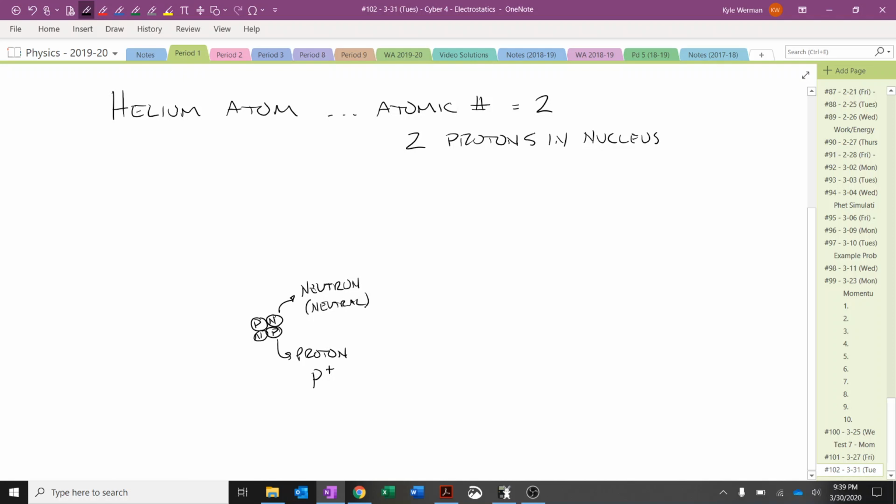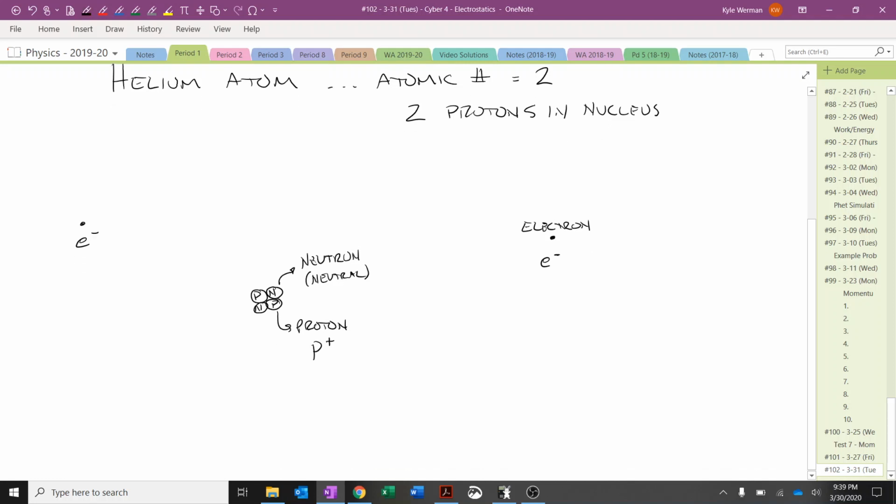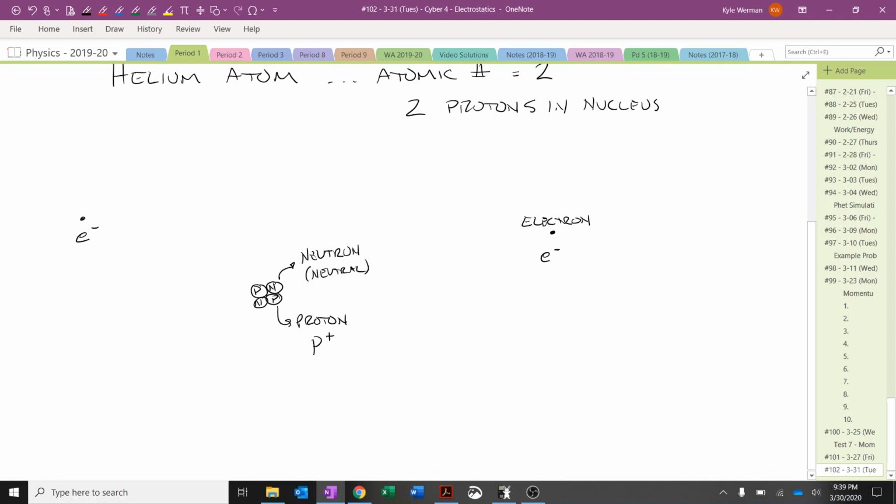So to balance out the charge, you also have these really tiny little specks out here that we call electrons. And an electron carries a negative charge. And so we call that E to the negative, right? There's another electron. And what I think is really important to think about and understand with these atoms, and really any atom, is the scale of these electrons to the nucleus.